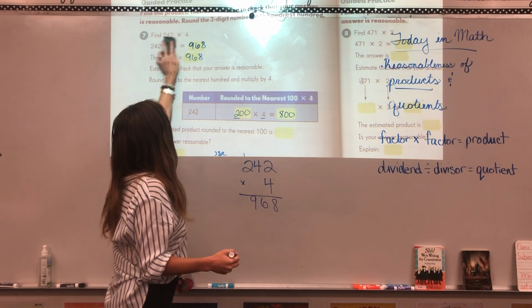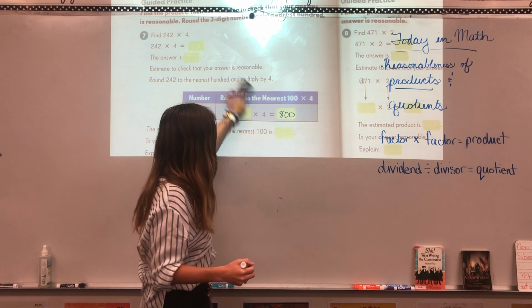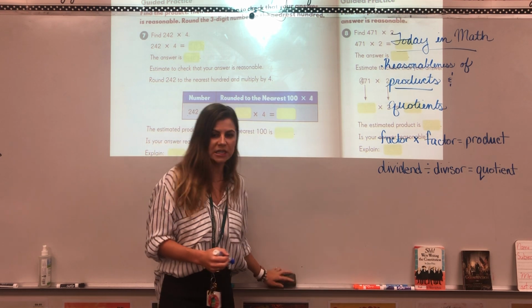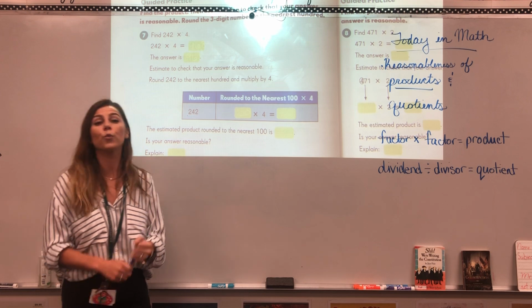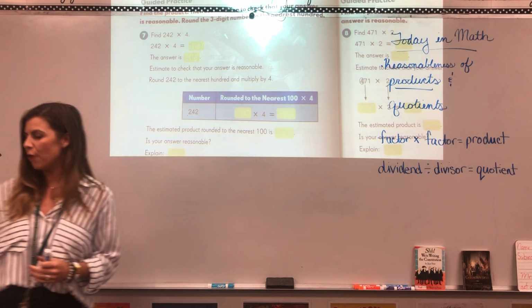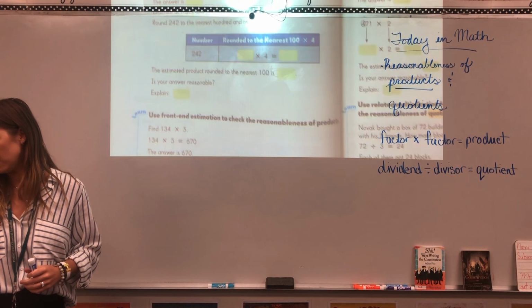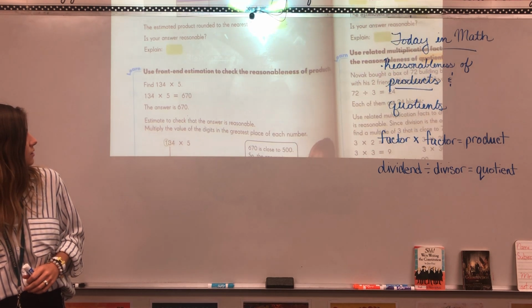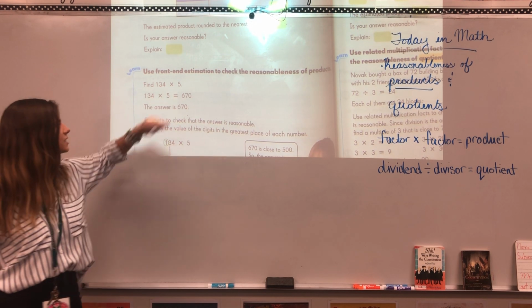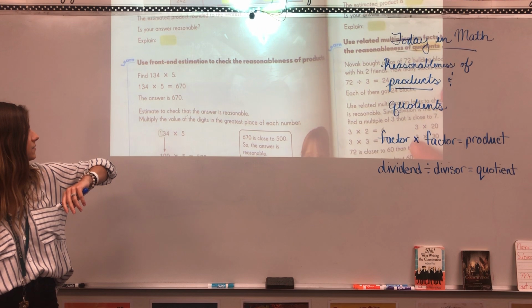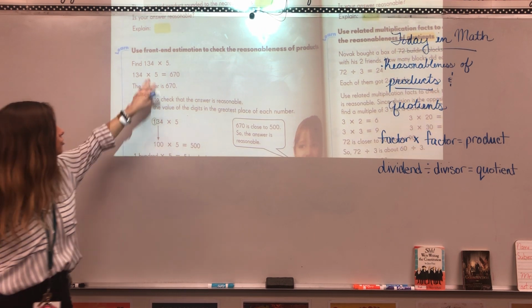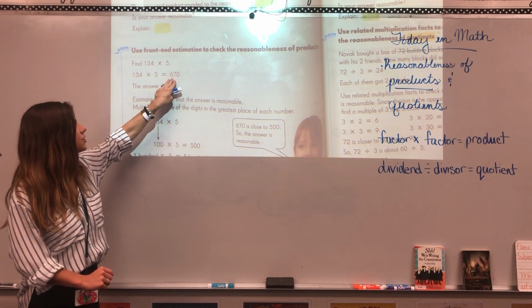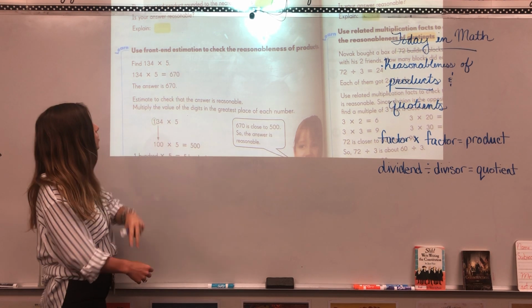So now we're going to do the exact same thing. We're going to check the reasonableness of products, but we're going to use front-end estimating now instead of rounding. So here it tells you to find 134 times 5, and it does it for you. So 134 times 5, it tells you is 670. They've solved it for us.